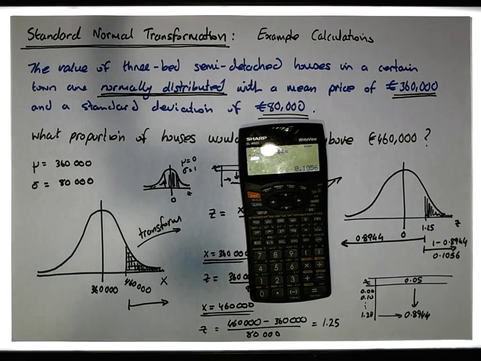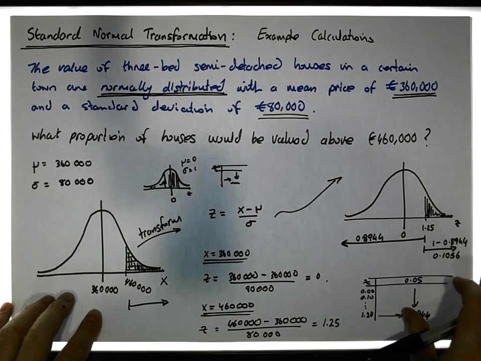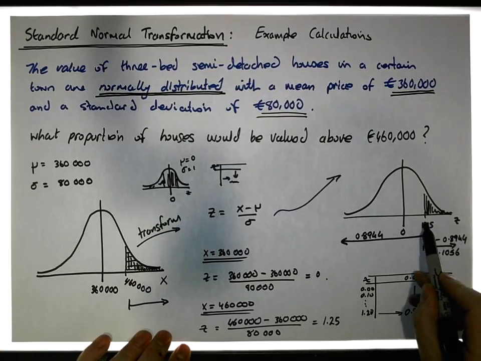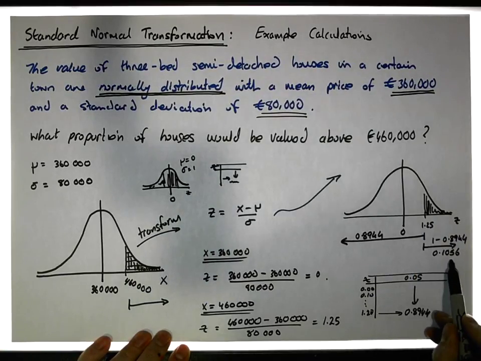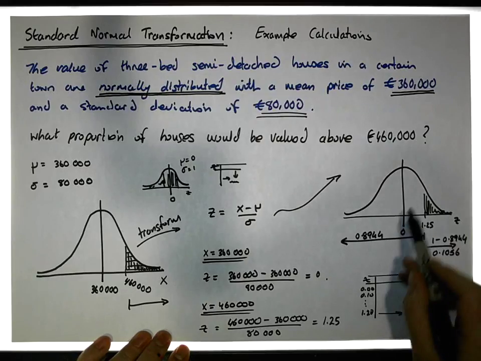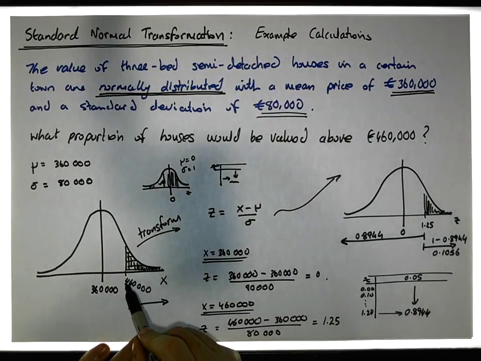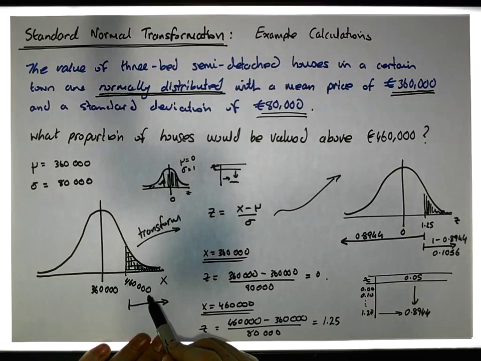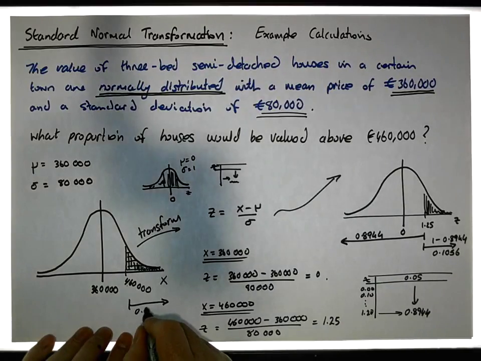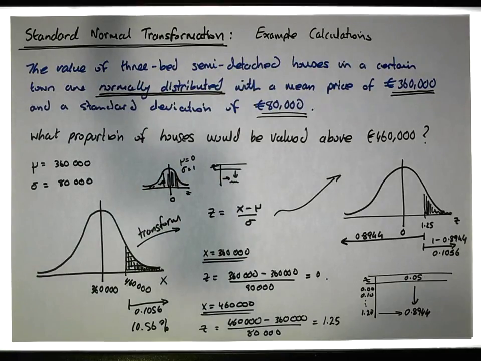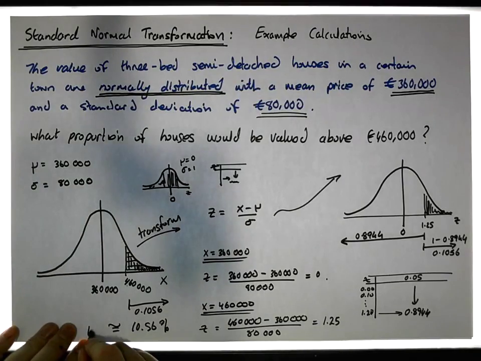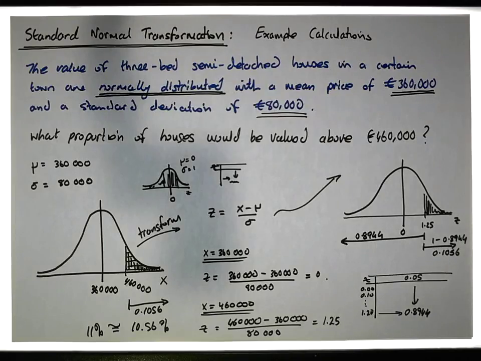So what does this mean? Let's put it into context. The area to the right hand side of 1.25 is 0.1056. If we reverse the transformation, that's the same as the area to the right hand side of 460,000 euros. It's 0.1056, so 10.56% of the area under the curve is to the right of that. That's the proportion of houses that we'd expect to have a value greater than 460,000 euros. We'd expect approximately 11% of houses to have that particular value.